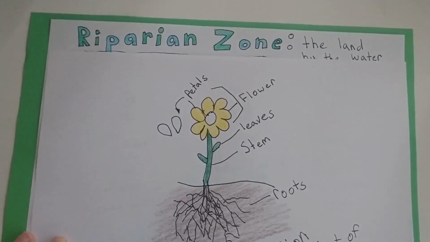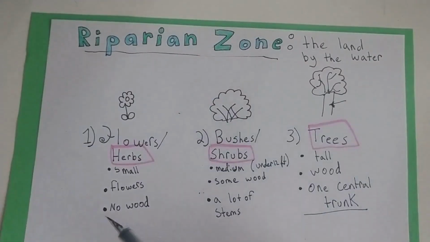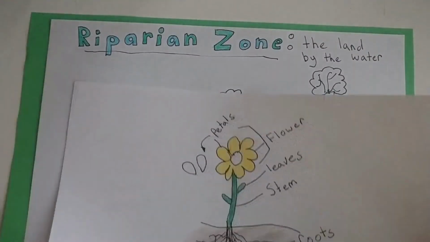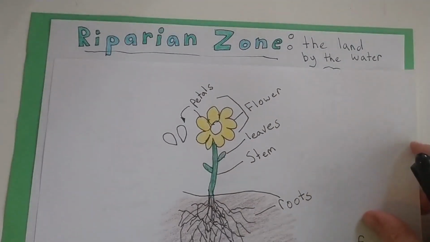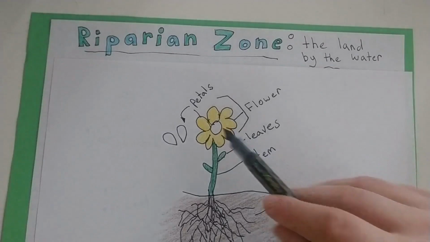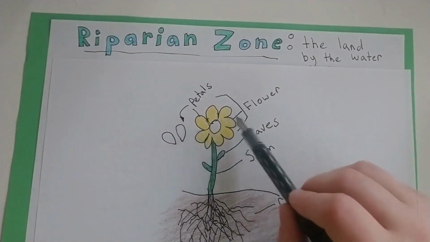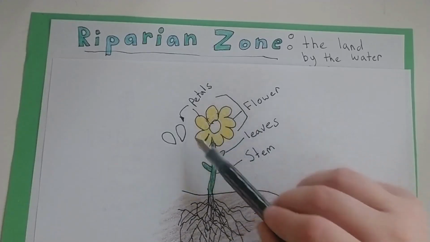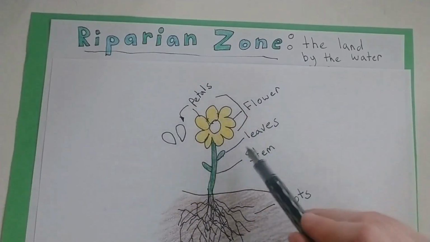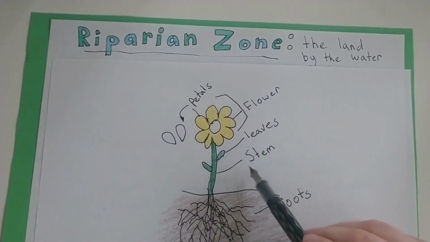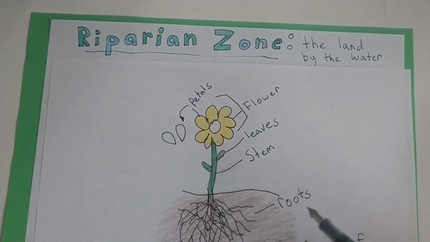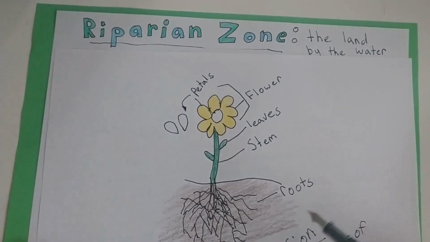So I wanted to talk about this really quickly. We learned our 3 different plant types. And now I want to go through some vocabulary with plants. So you have petals. These are the individual pieces that come out of the flower. This whole area is the flower. We have our leaves that grow on either side of our stem. And then at the very, very bottom, we have roots.